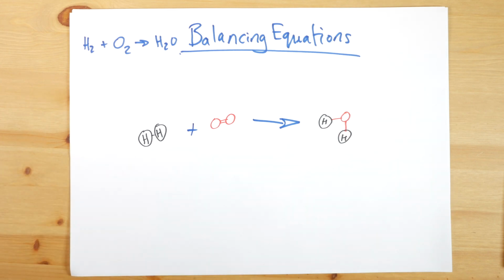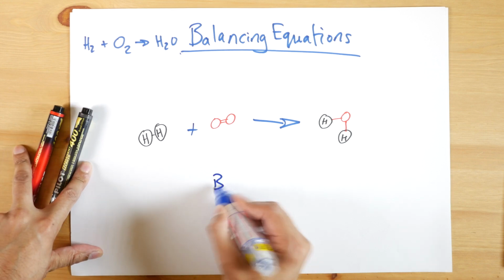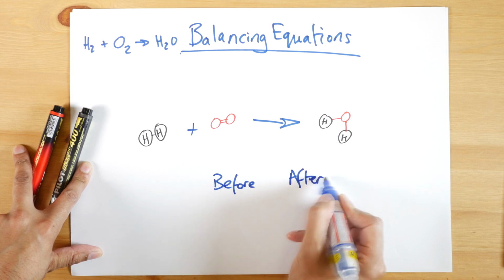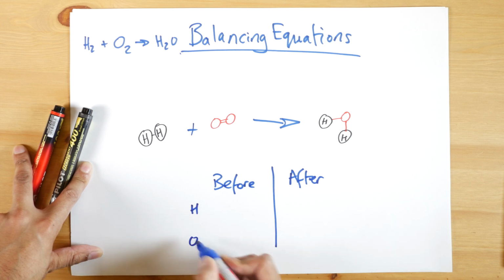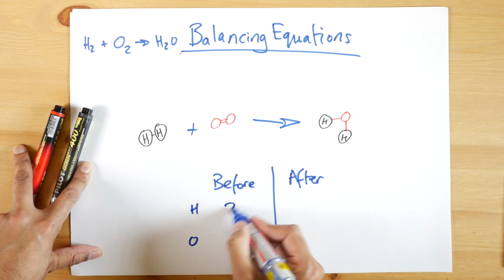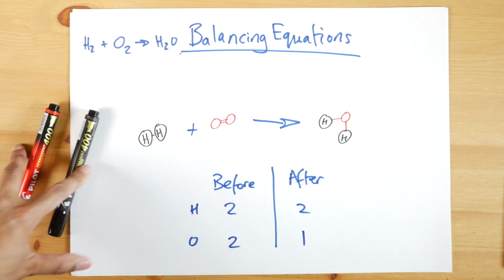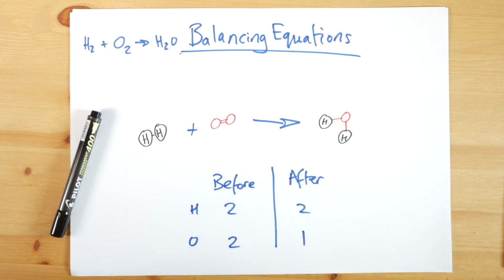So let's take a look at what we mean. First of all, what we've got to do is draw ourselves a little before and after table. So this means before the arrow and after the arrow. And what we've got to do is list the atoms. So we've got H and we've got O. Before we've got 2, after we've got 2. That seems okay. What about oxygen? We've got 2 oxygens before, and afterwards we only have 1. Now, like I said, the temptation is to add another oxygen up over here, but it doesn't work that way. I need the whole thing.